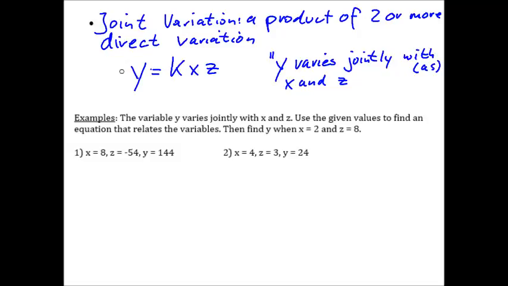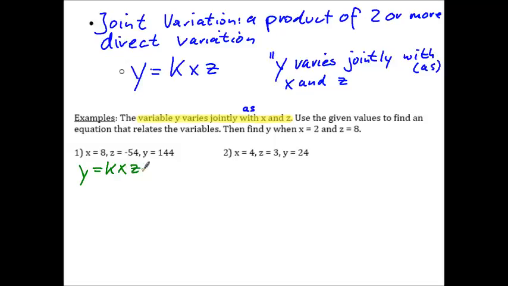In our examples, the variable y varies jointly with x and z, and as we said, sometimes you also see this with "as." Use the given values to find an equation that relates the variables, then find y when x is 2 and z is 8. So here we have two inputs that can influence the output y.